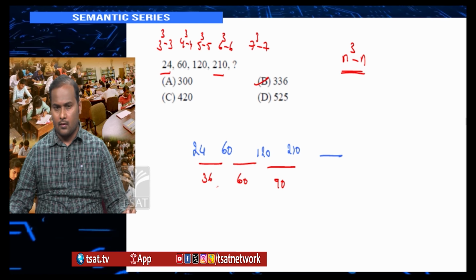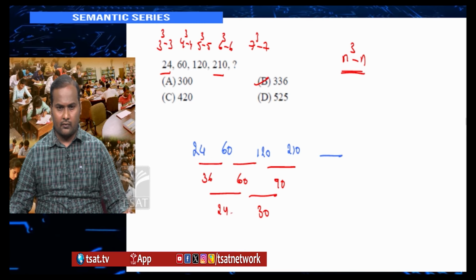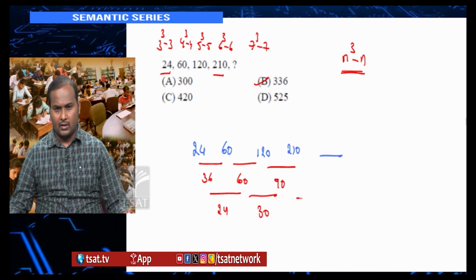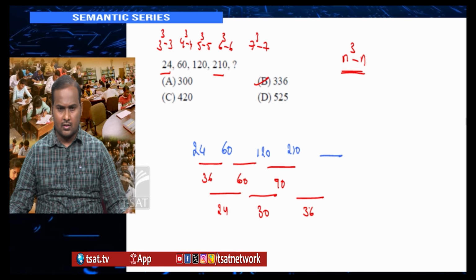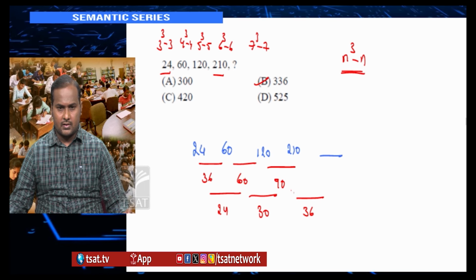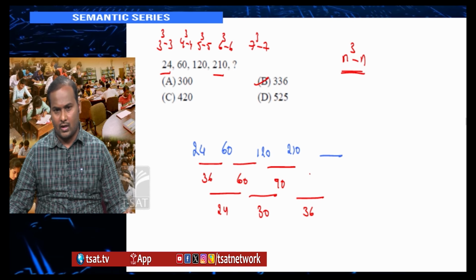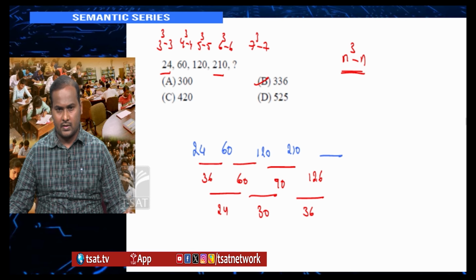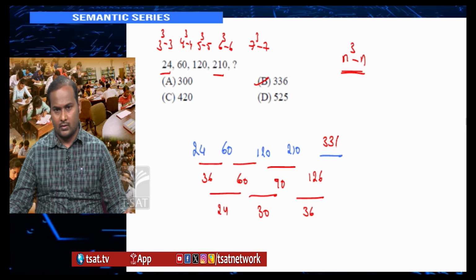So what is the difference here? The difference here is 24, the difference here is 30. So here 24 and 30. So what will be the next difference? Obviously it will be something like 36. So 36 plus 90, that is 126. So add again 126. So 126 plus 210, your answer will be 336.